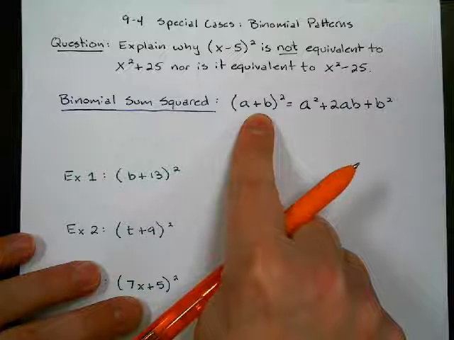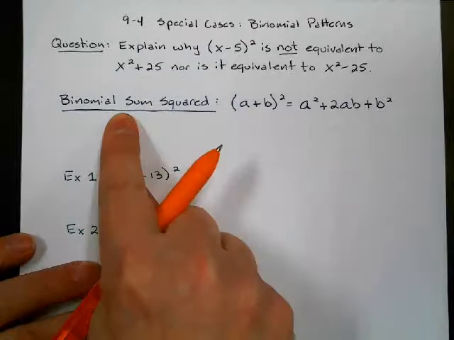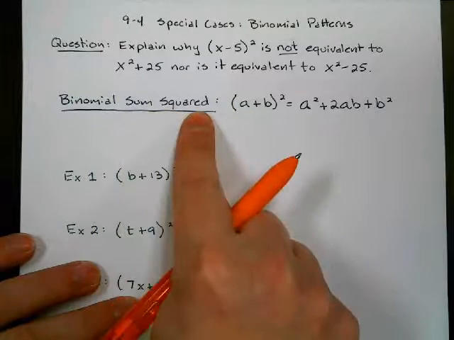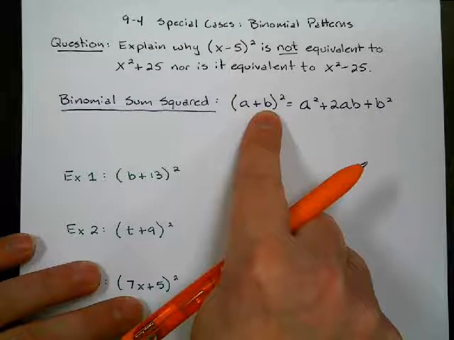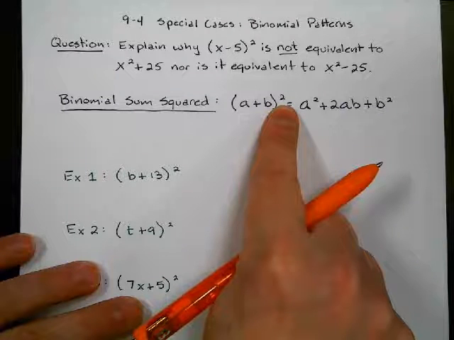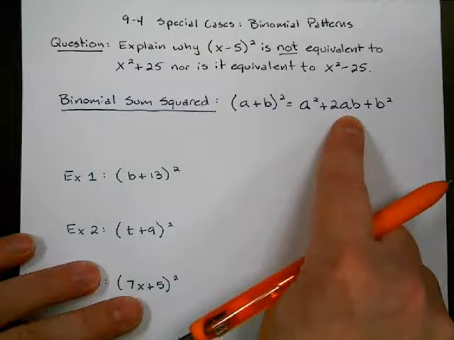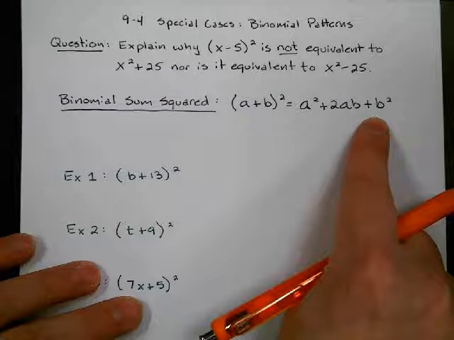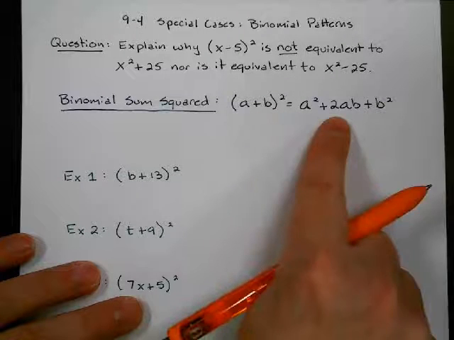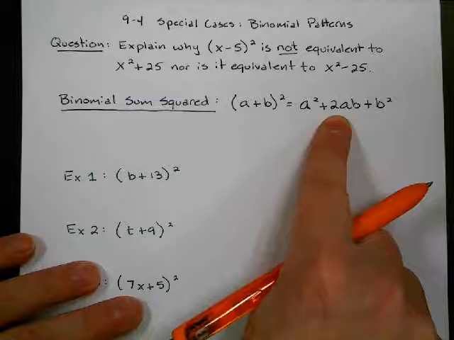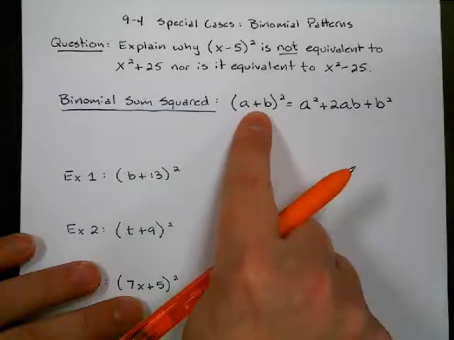So over here, I've got a binomial sum squared. So my binomial is a plus b, and I'm going to square it. Now my answer is a squared plus 2ab plus b squared. Notice I did not write a squared plus b squared. That is not what this is squared.